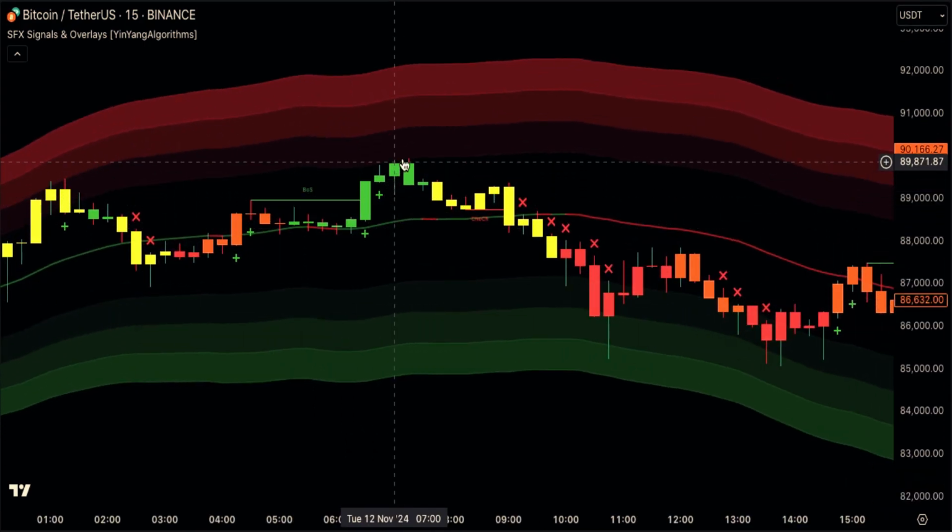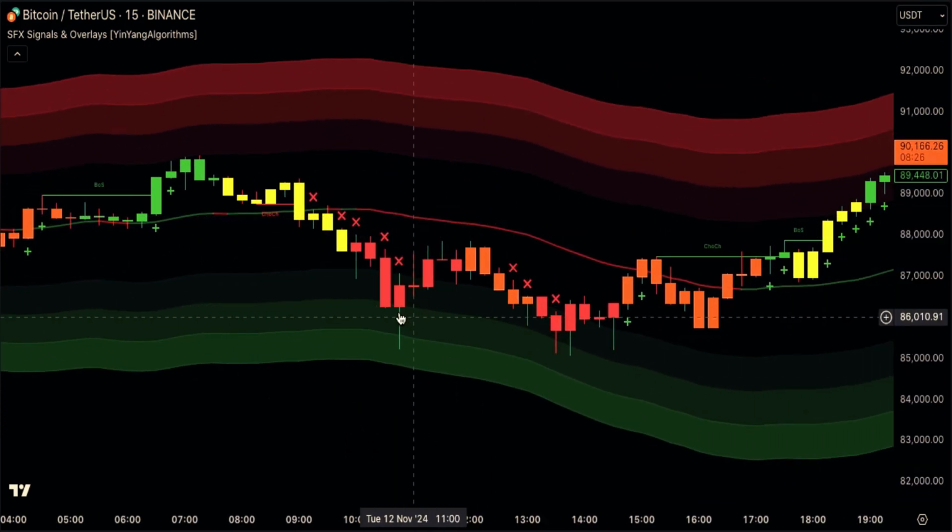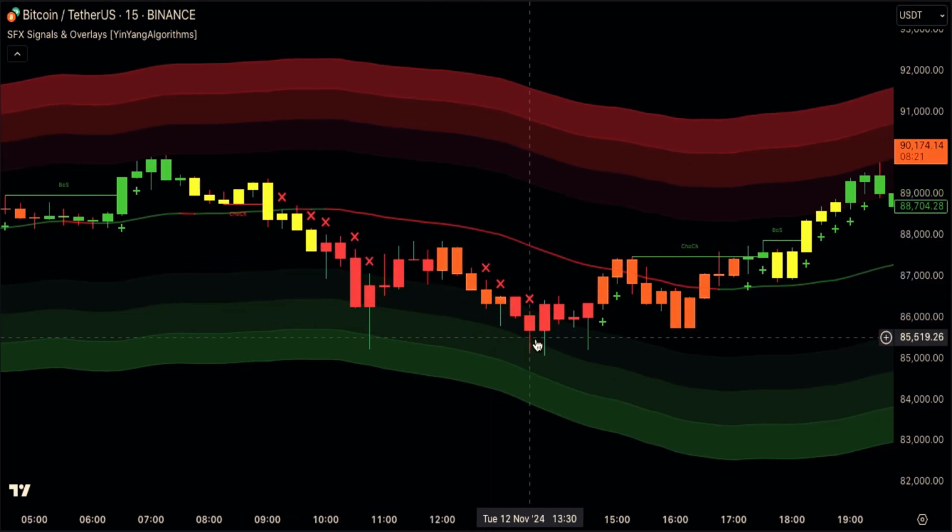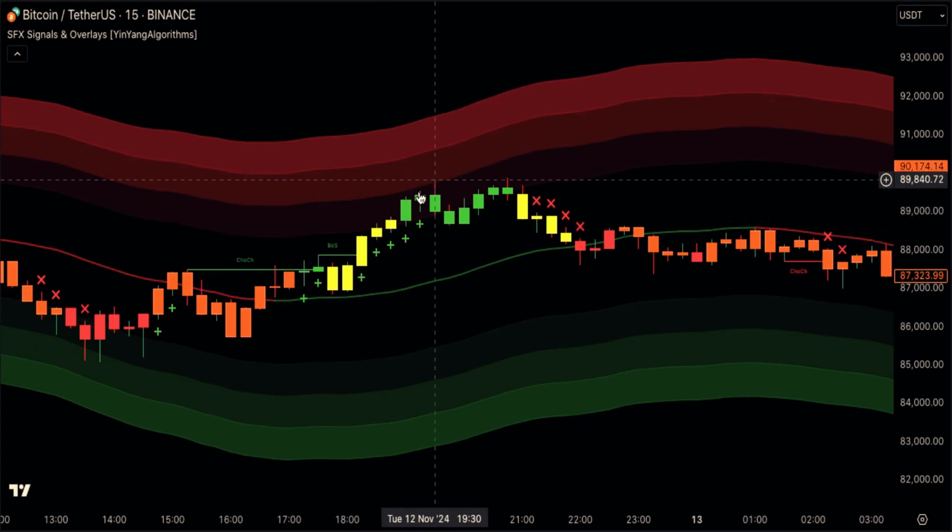Like as you can see here, just nicked it, came back down. It struggled right here, came back. Right about it, right about there. Came up, hit right there.